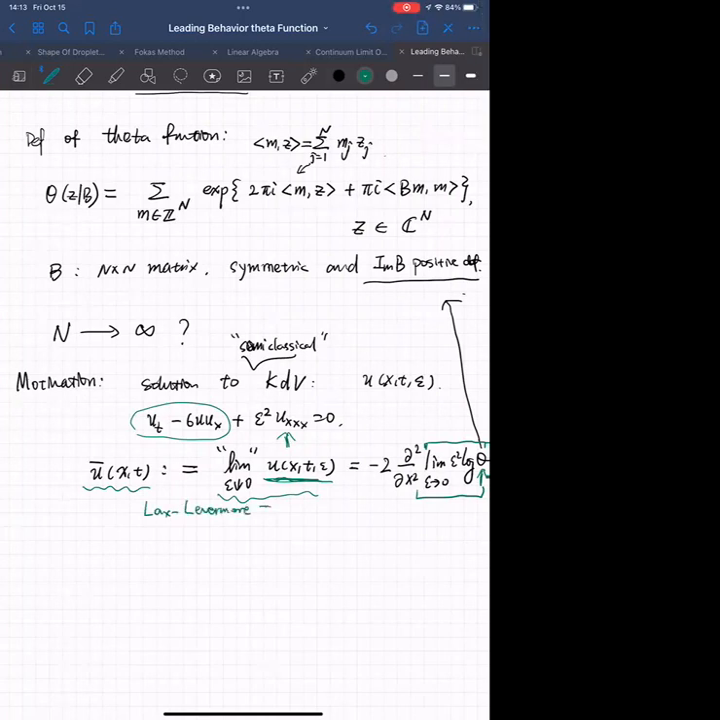Well, it's still extremely unclear. First of all, there is no quadratic form on the left in this limit, and there is a quadratic form in the theta function. So where does that come from?